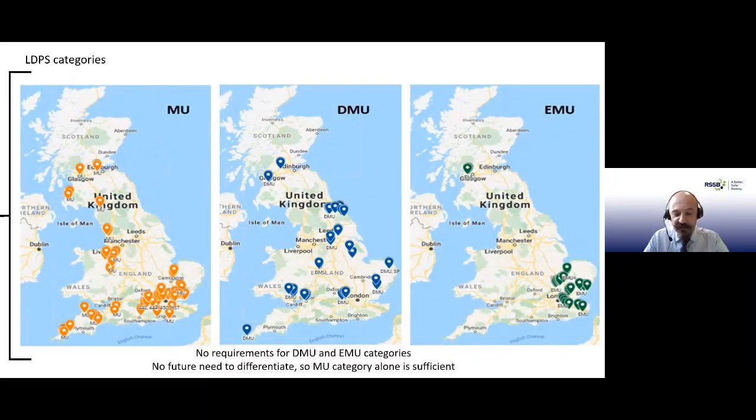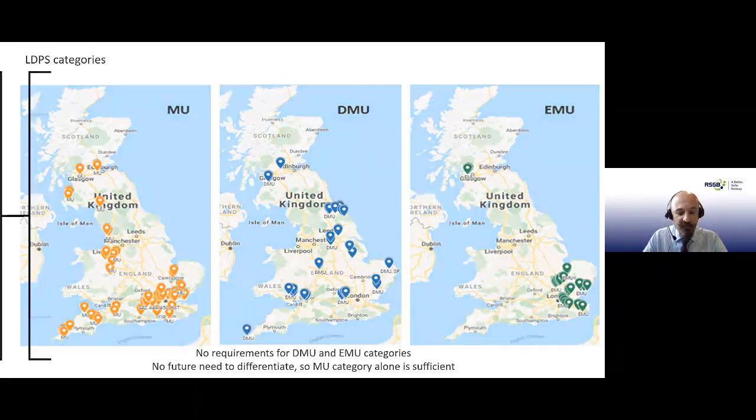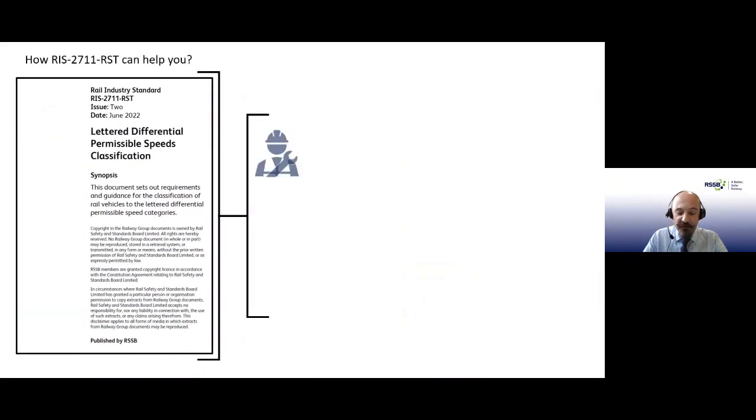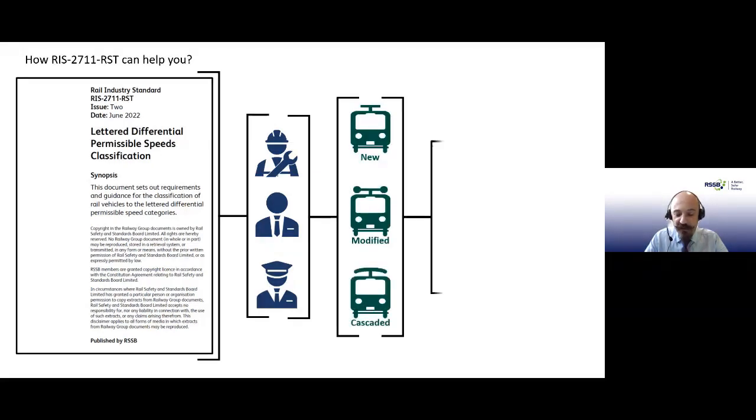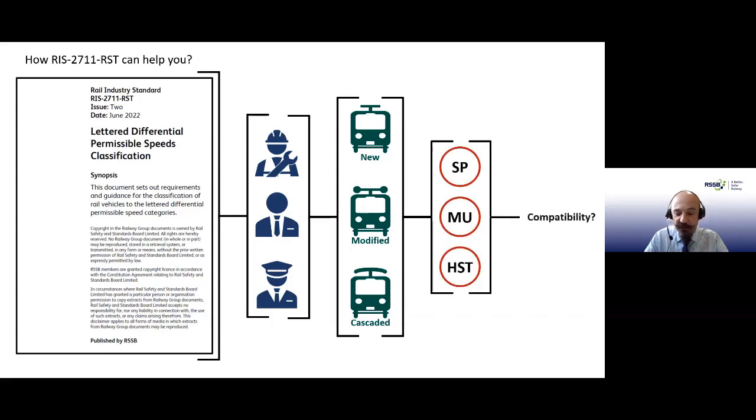Indeed, this standard, as is normally the case, is not retrospective. So existing unit types that are already agreed to belong to any of the existing LDPS categories will not have to demonstrate that they satisfy the requirements in this RIS to continue using the LDPSs where they currently operate. What publication of this RIS should do, though, is enable rolling stock builders, owners and operators to determine whether new, modified or cascaded rolling stock can, in general, make use of the various categories of differential speeds and support the route compatibility process on individual lines.